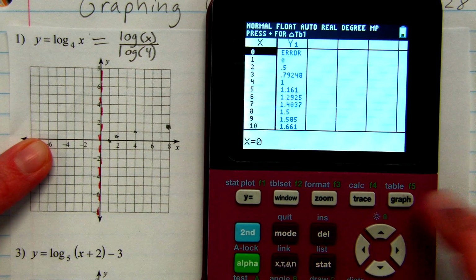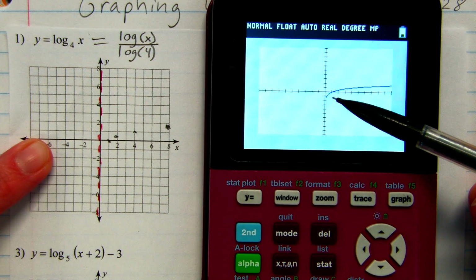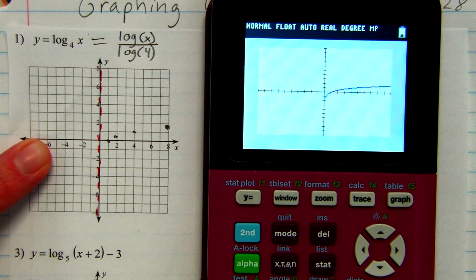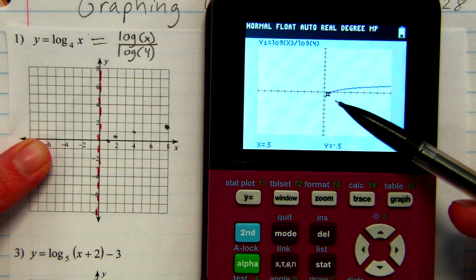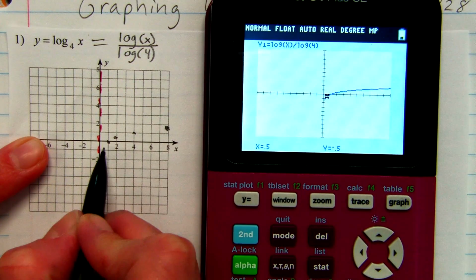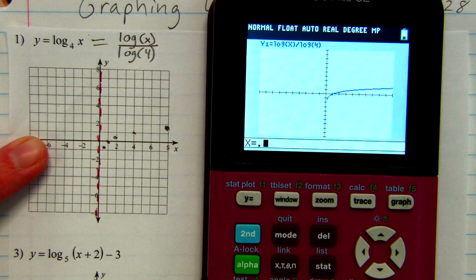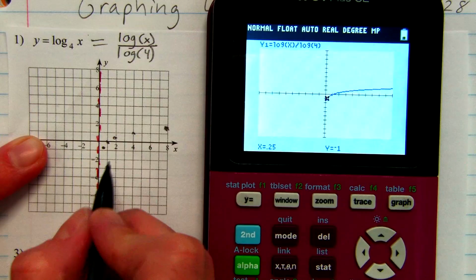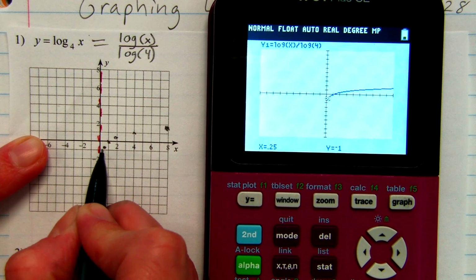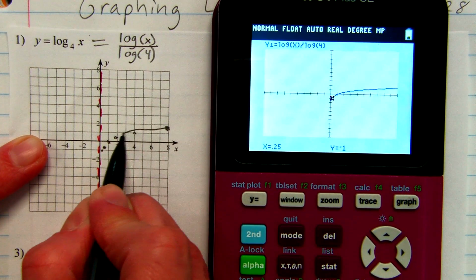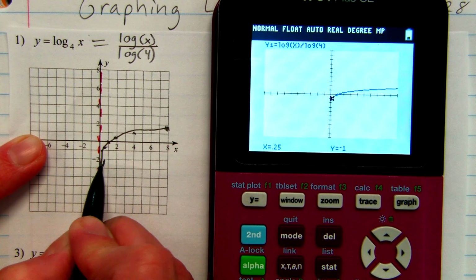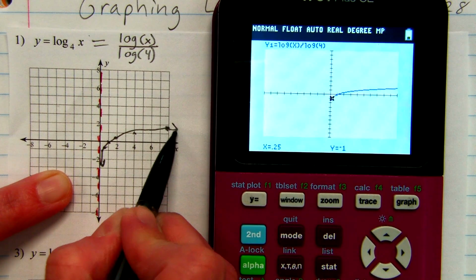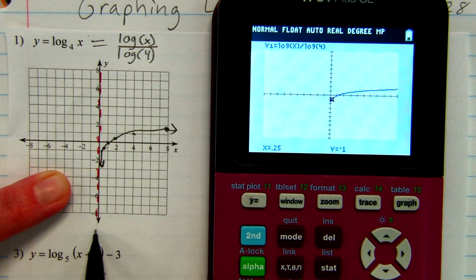And then if we go back to the graph, we could also see how they're getting some of these points towards 0. So if you use the trace feature, you could actually put in, say, 0.5 and find out that it's at negative 0.5 down here. You could put in 0.25, see that that is actually negative 1. Just get a couple little points in there and just show that it goes this way. So it goes down, down, down, almost vertical, but it will not cross this asymptote.